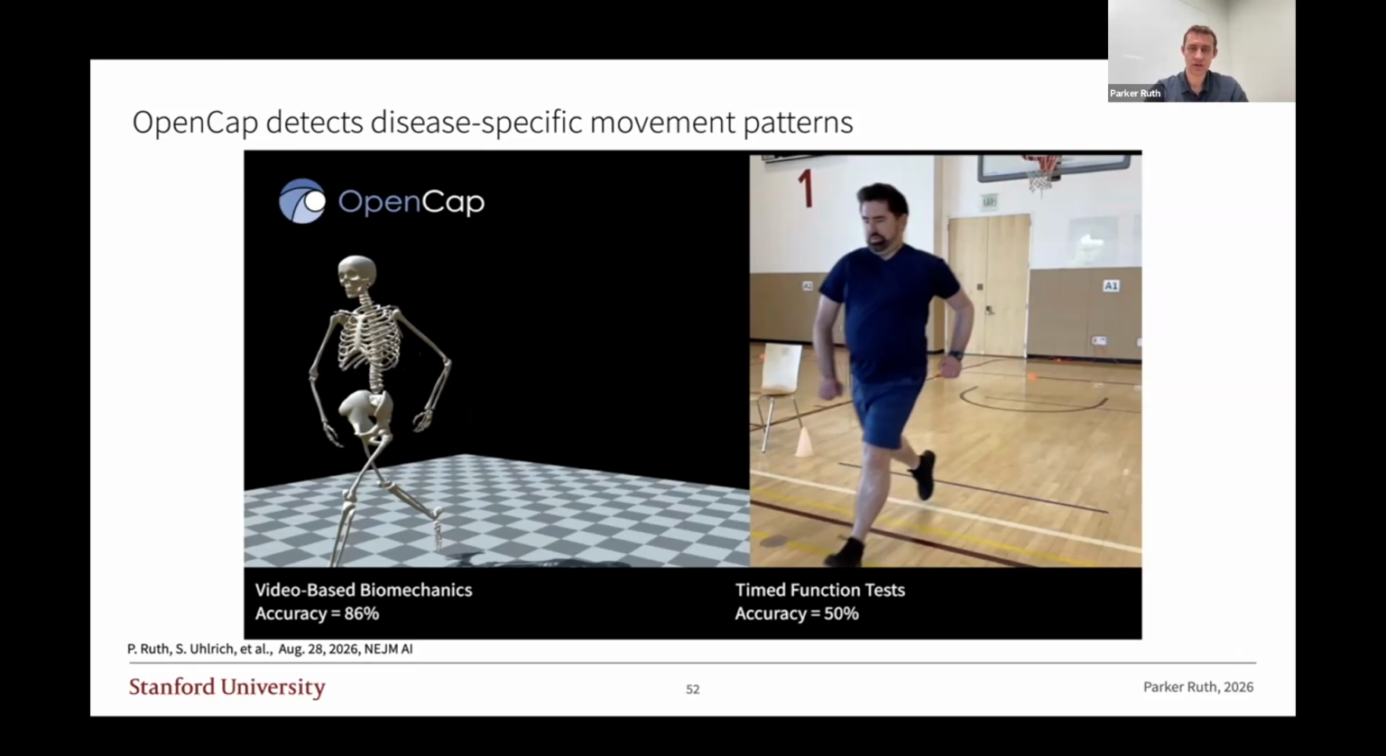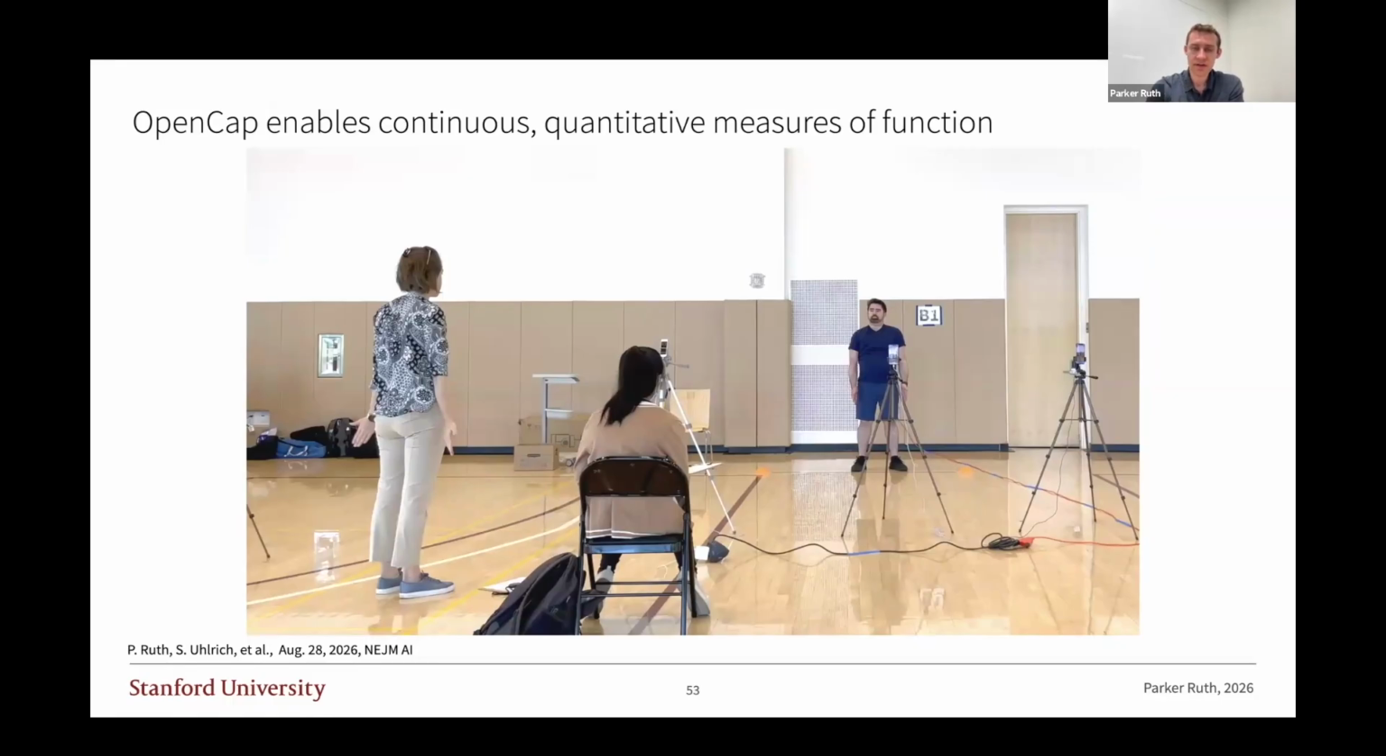Of course, distinguishing those 2 particular diseases itself is not a specific clinical need we were trying to address, but this shows that OpenCap is encoding useful information about disease-specific presentations. Another interesting finding we had was about being able to shift from these sort of ordinal scales to more continuous quantitative measures. So I'm showing you here a task that's an assessment of upper body motion.